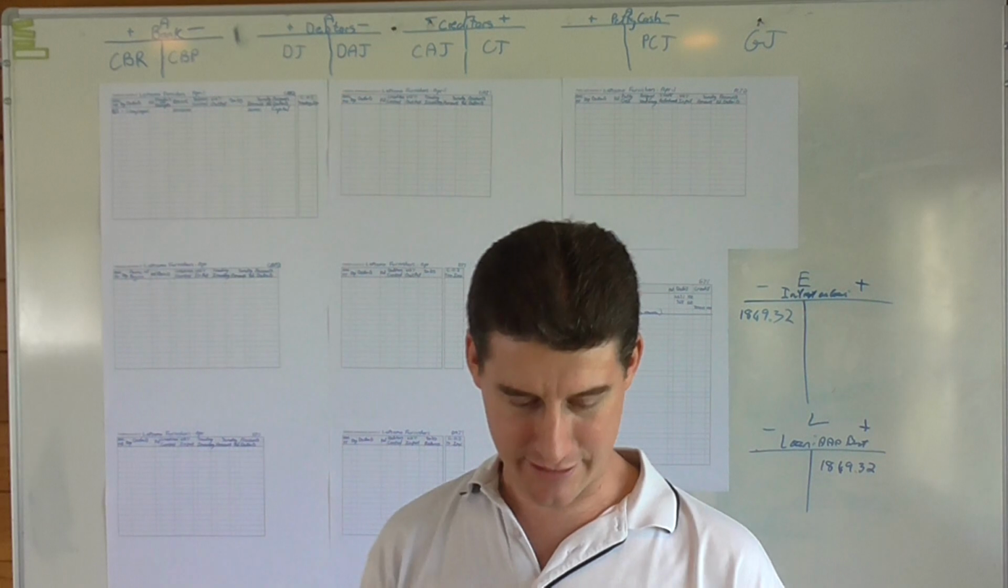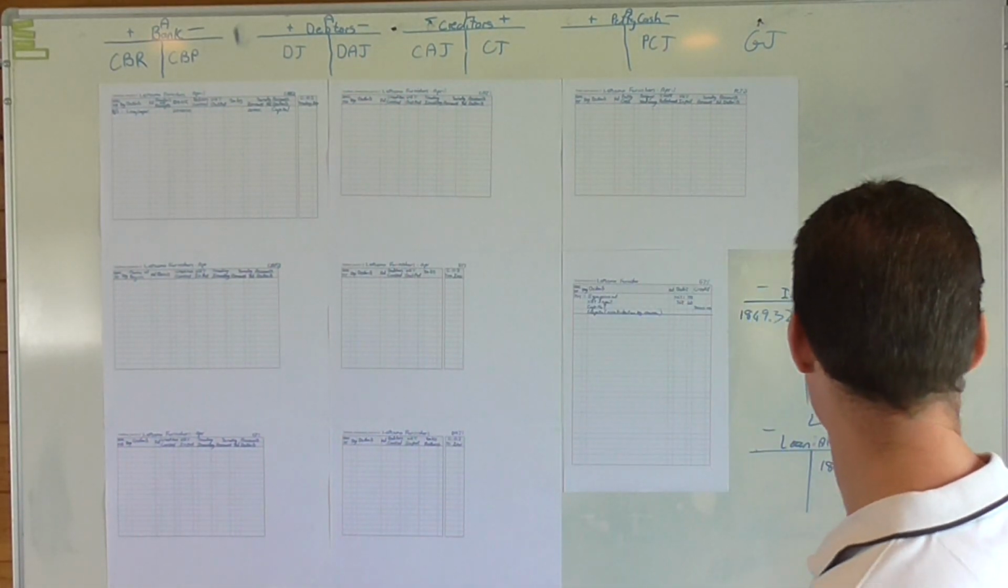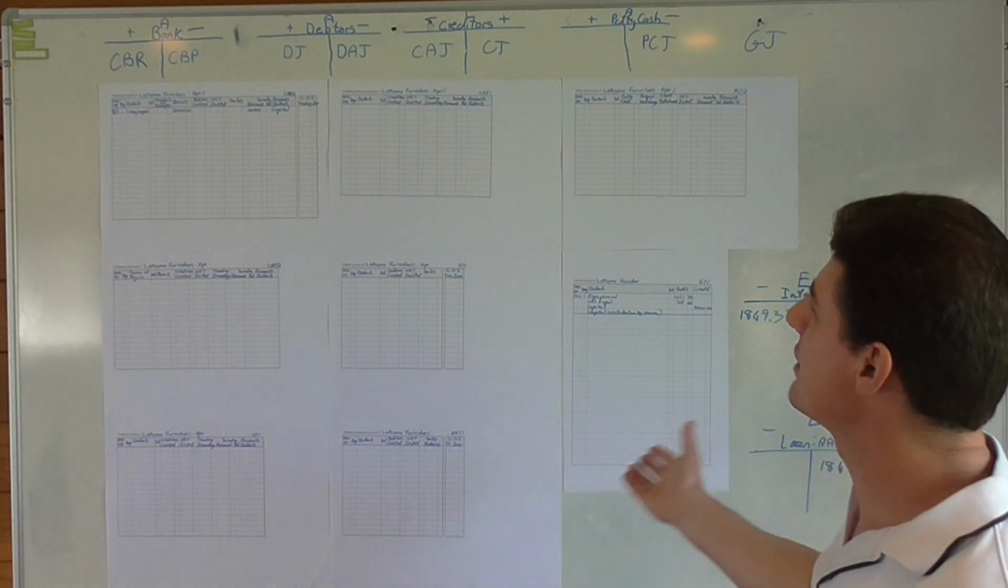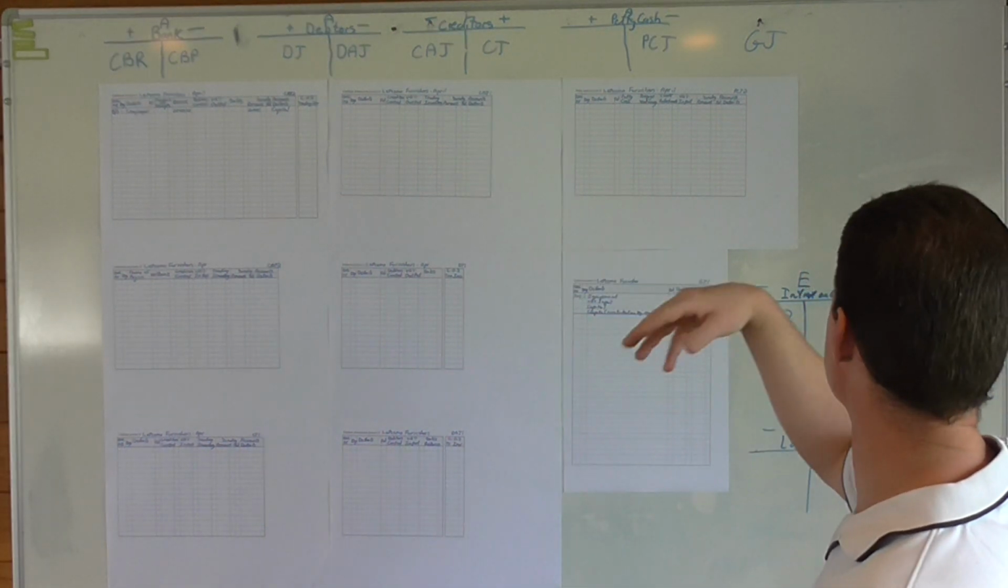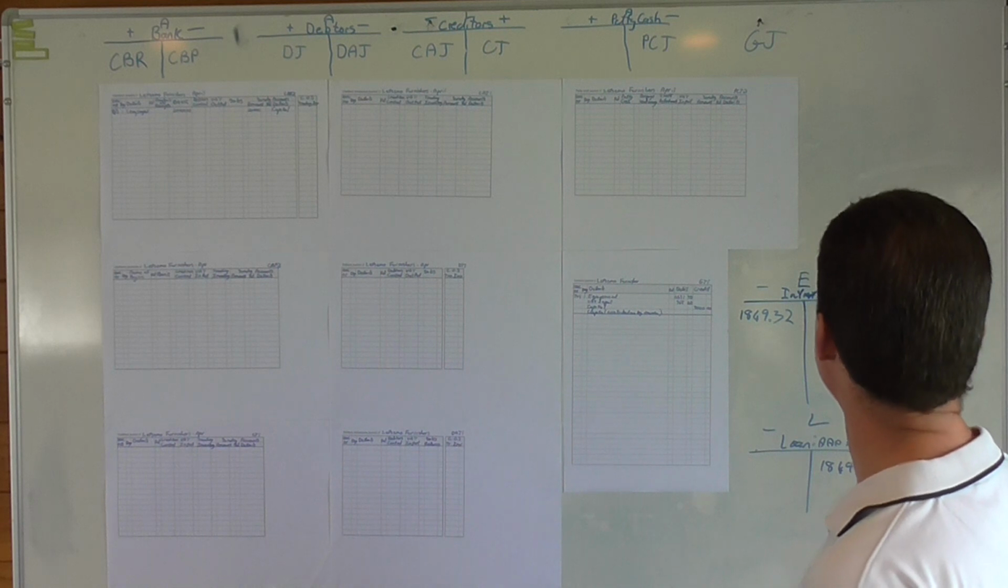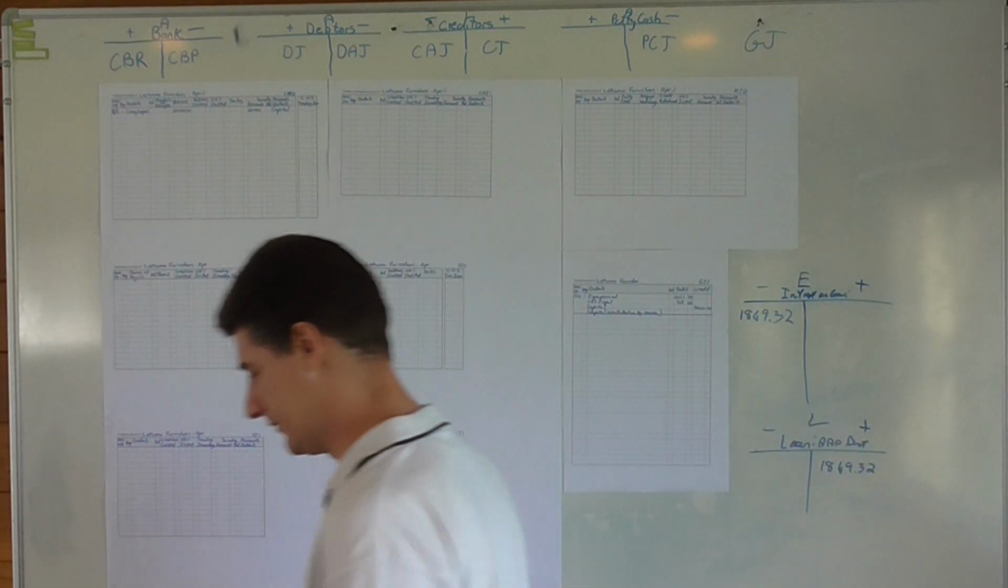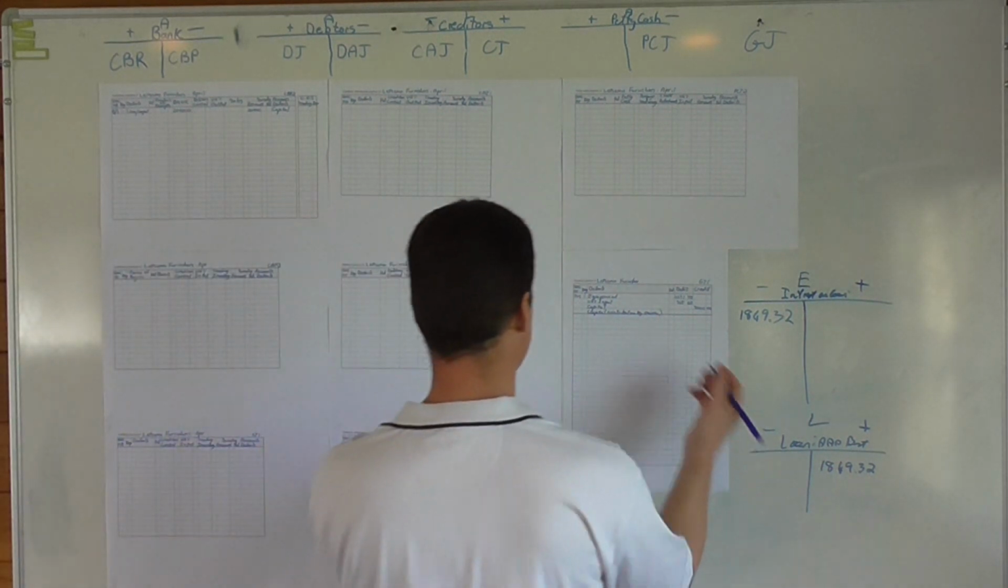So let's have a look now. Which journal will it go through? It talks about the interest on loan and the loan from a bank. So it doesn't touch your bank, your debtors, creditors, or petty cash. So that one will go into your general journal. So let's do this one quickly.